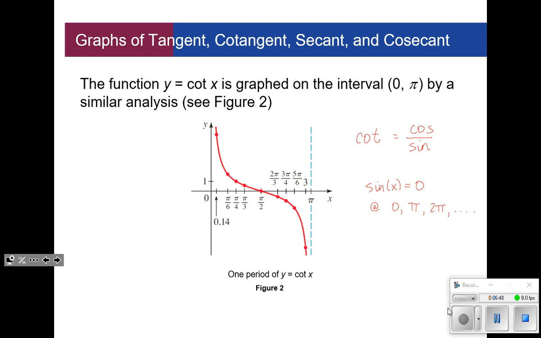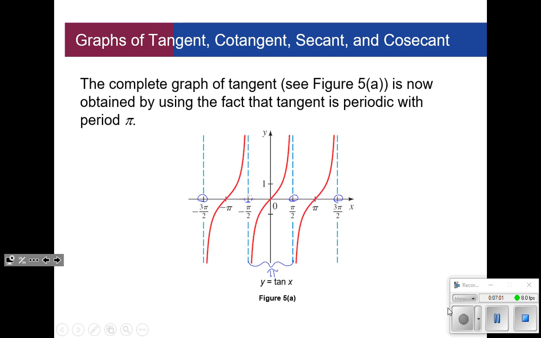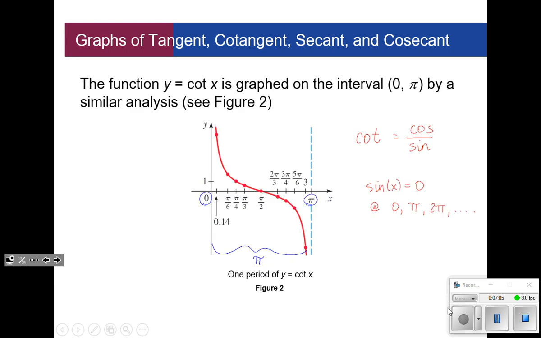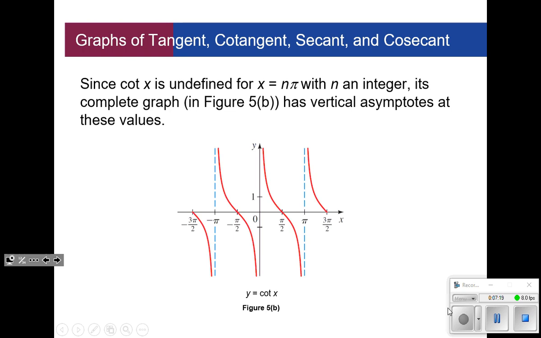Again, here are the asymptotes at 0 and pi. This width right here is the period, which is pi. Now notice on the tangent graph, it goes up and to the right and down and to the left. On the cotangent graph, it flip-flops. It goes up and to the left and down and to the right. It's sort of a similar shape to a cubic function.